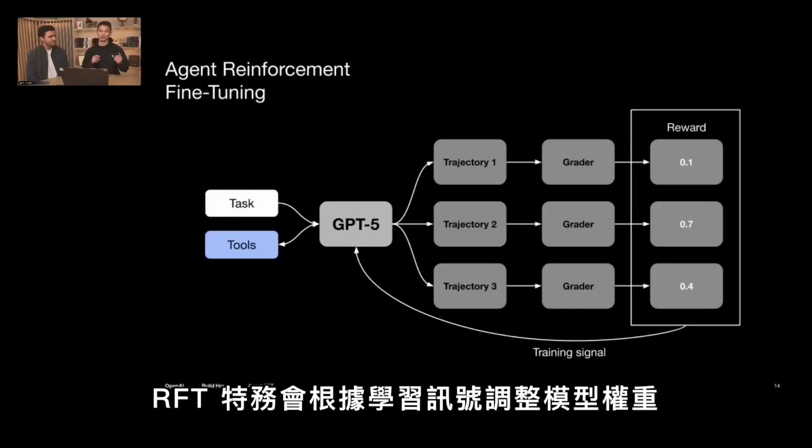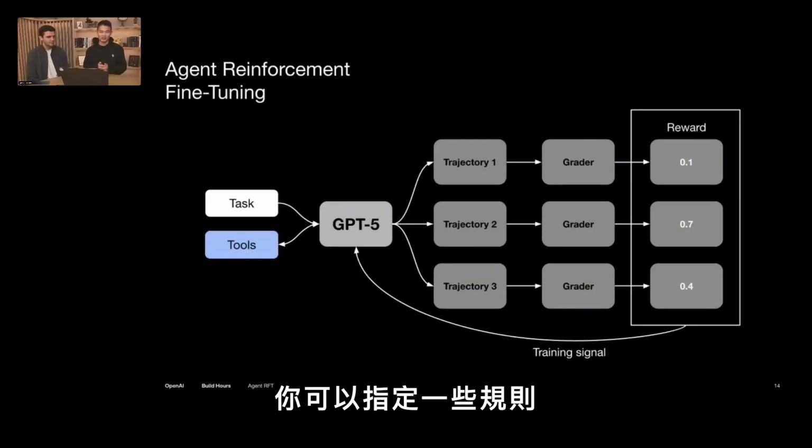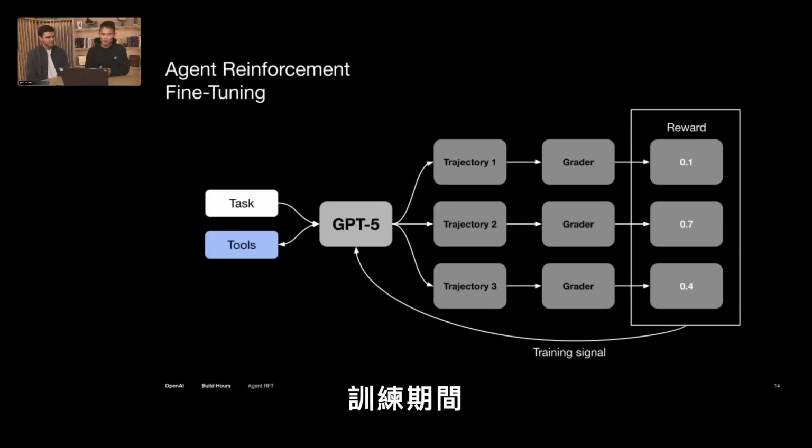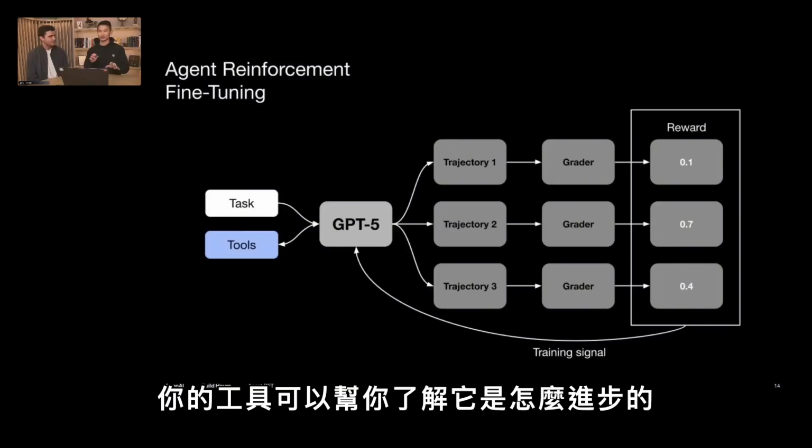Agent RFT changes the weights of the model according to a learning signal that you can specify to teach the model what good behavior and less than good behavior look like. During training, the agent will go and explore many different ways of calling your tools to learn how it can do better and better as training progresses.